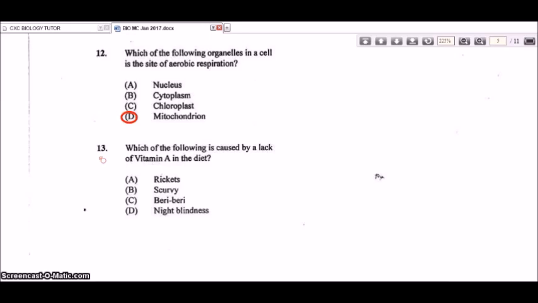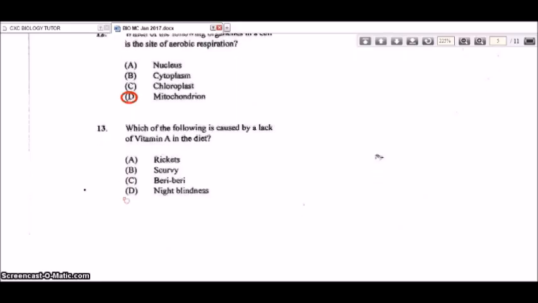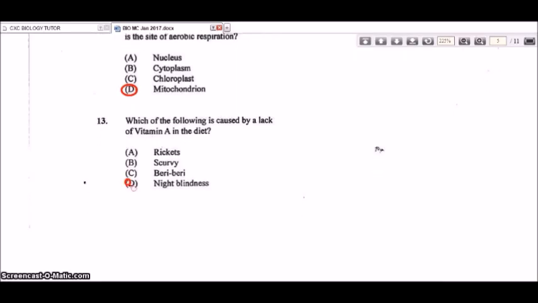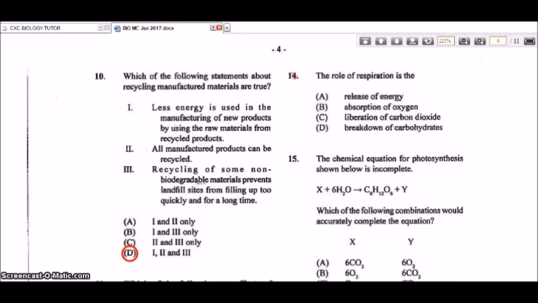Question 13. Which of the following is caused by a lack of vitamin A in the diet? So that would cause night blindness, so the inability to see properly in the dark. Question 14. The role of respiration is the release of energy from the breakdown of food. So A is the correct answer for that.